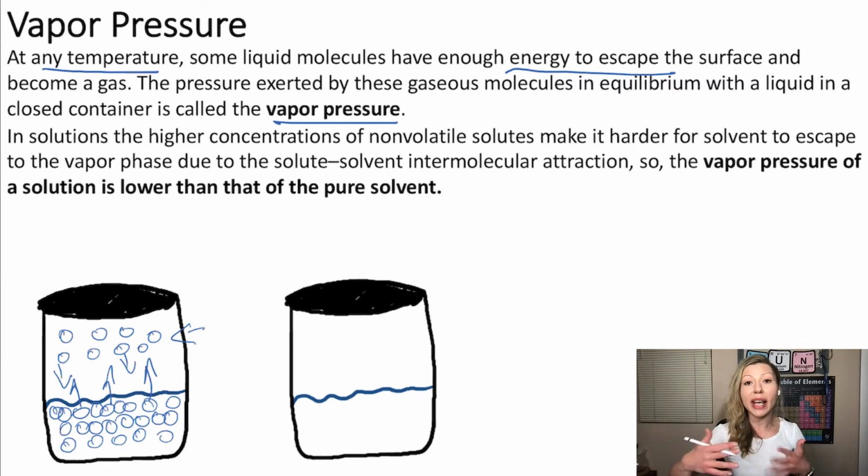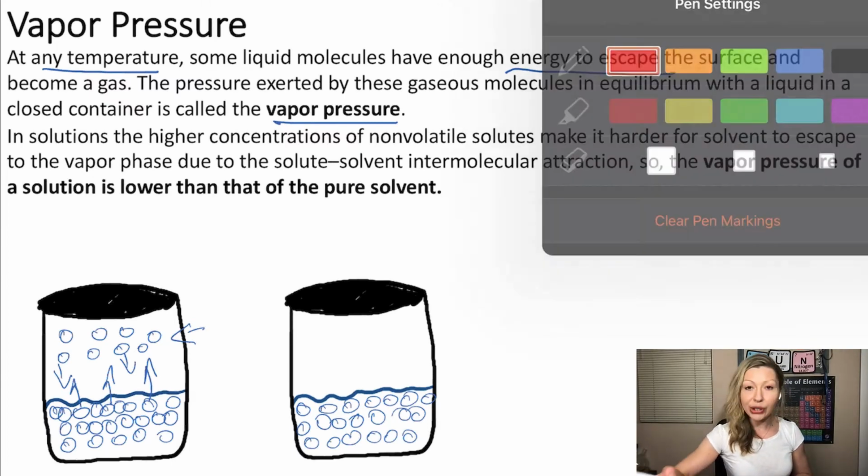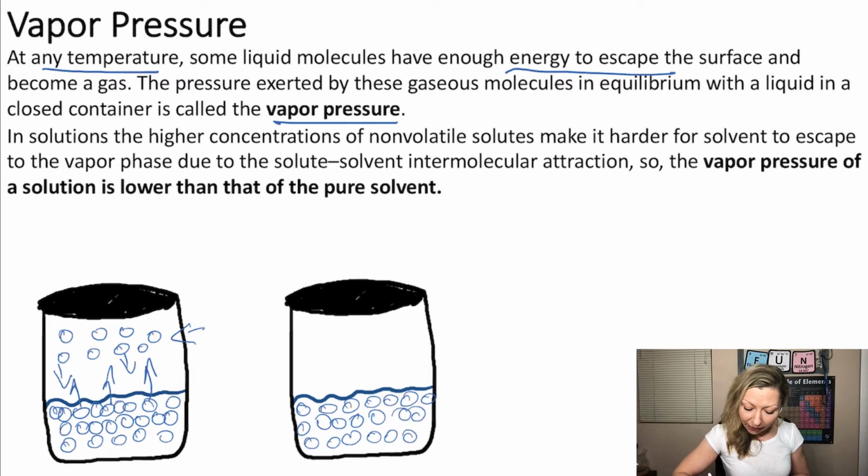Now, what happens when I have a solution? So let's say that I have water in this container and I have a salt solution. Okay, so let's add some table salt to it or sodium chloride. I'm going to end up having Na plus and Cl minus ions dispersed within these water molecules, right? And there will be an interaction between these ions and the water molecules. So, because of this interaction, the solvent molecules are going to have a harder time escaping to the vapor phase.